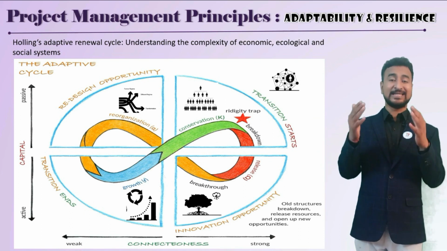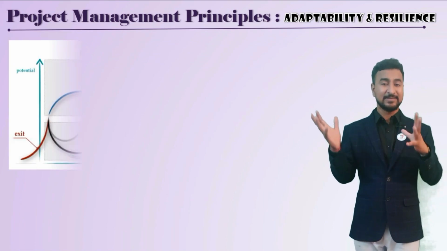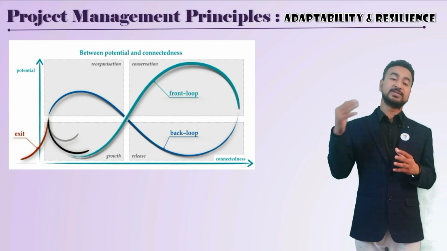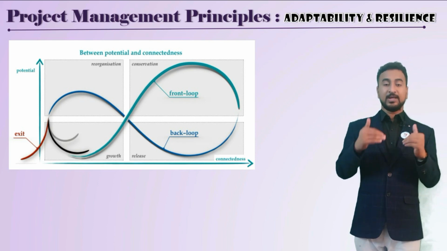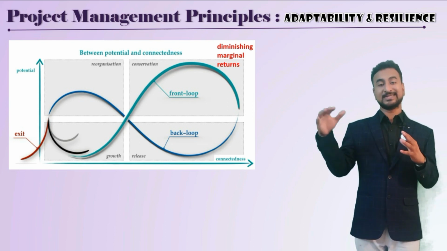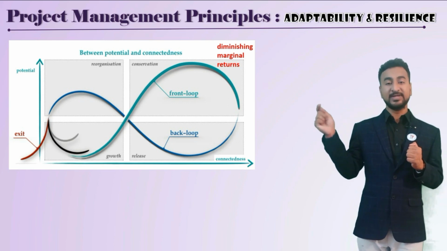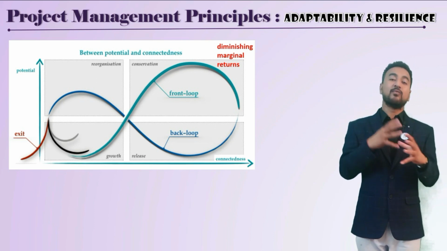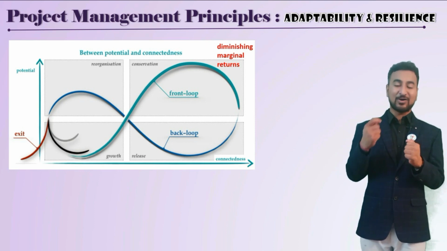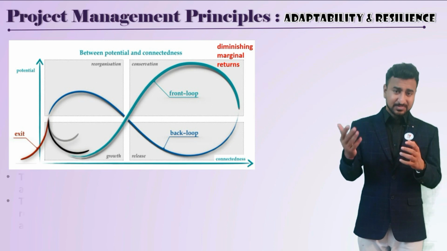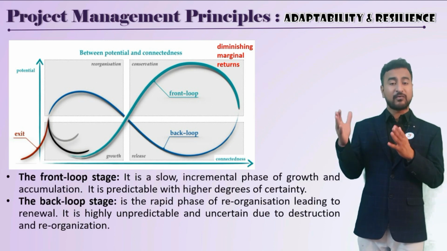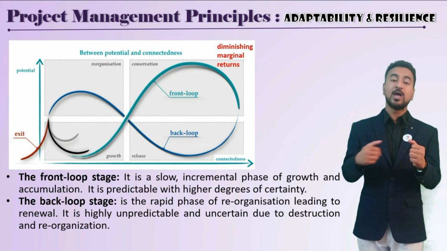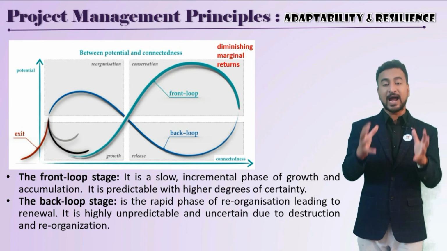I can help you understand the same flow with one more slide. Let's simplify here. There are two loops: one is a forward loop and the second is a backward loop. As you check over here, the forward loop is very persistent and slow. Here the law of diminishing returns says that once you achieve the highest level of efficiency, whatever inputs you put in, you do not get optimal output. So the front loop is a very slow, incremental phase of growth, where it is predictable and has a high degree of certainty.